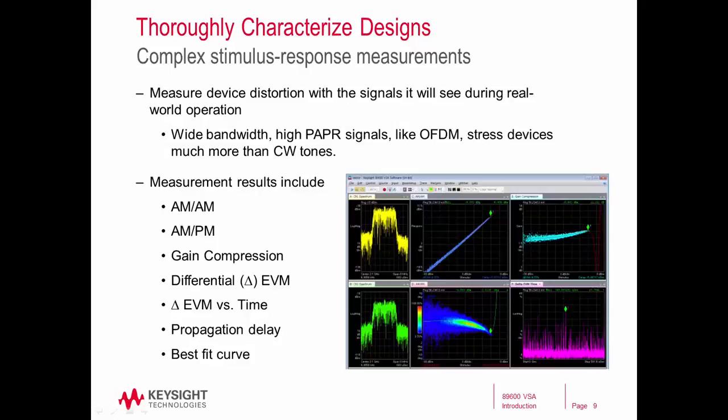Some of the measurements that you can get from these stimulus response results are things like AM to AM, AM to PM, gain compression, and also what we call differential EVM, or delta EVM, and that result versus time as well. And what that's showing you is a vector error comparison without any demodulation. It can also be used to align signals in time and measure propagation delay and determine the best fit curve for some of these results.